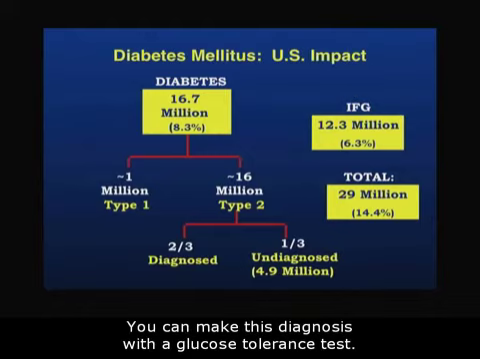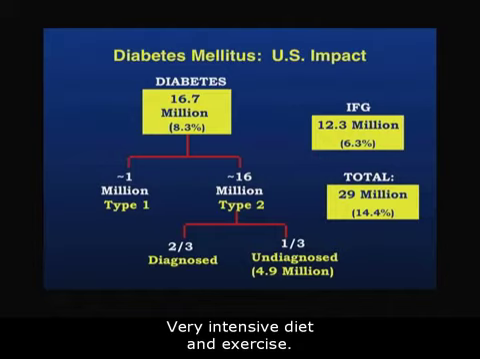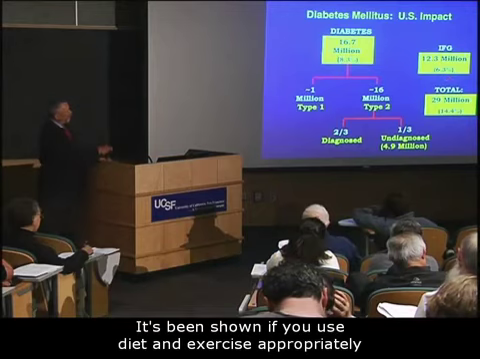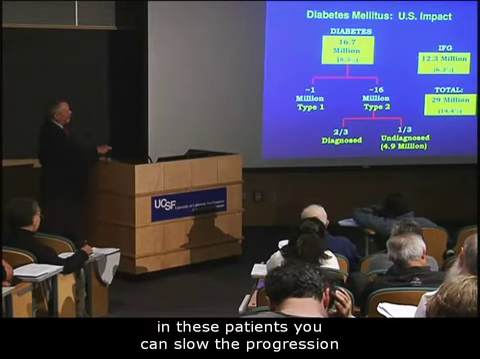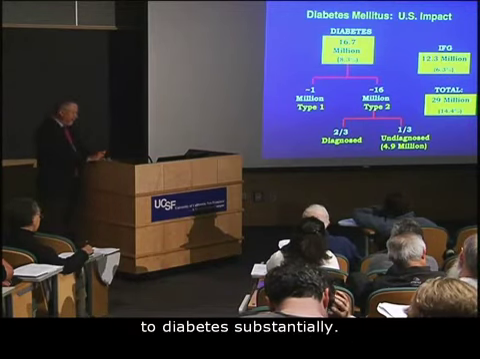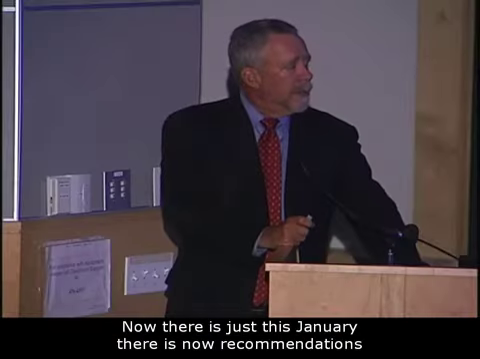You can also make this diagnosis with a glucose tolerance test. So this is an important condition that we don't use drugs for, for the most part, but very intensive diet and exercise. And it's been shown that if you use diet and exercise appropriately in these patients, you can slow the progression to diabetes substantially.